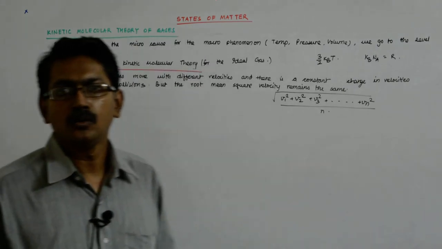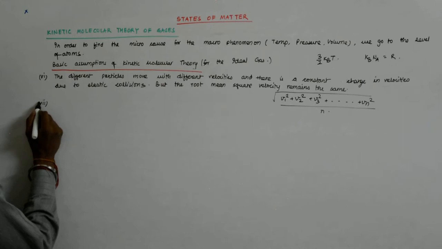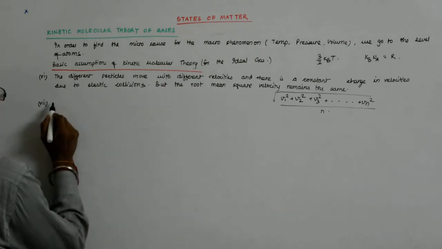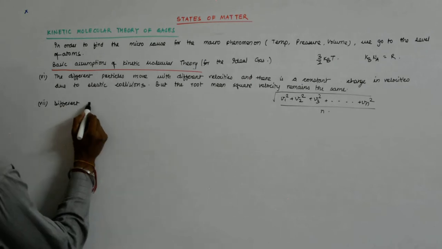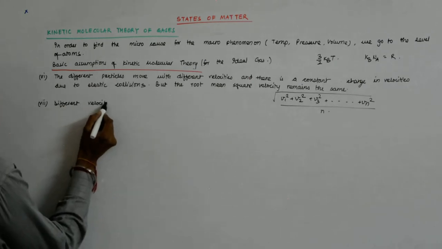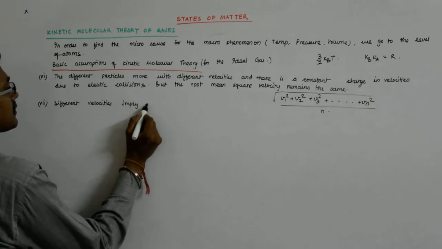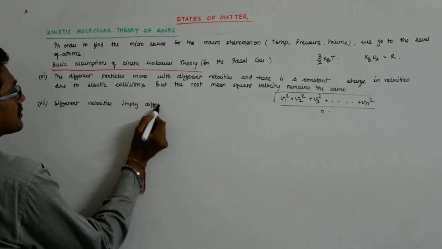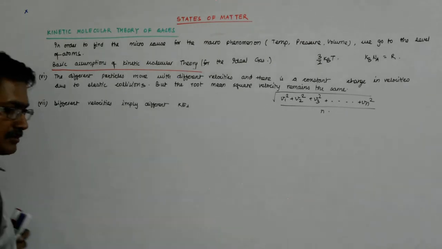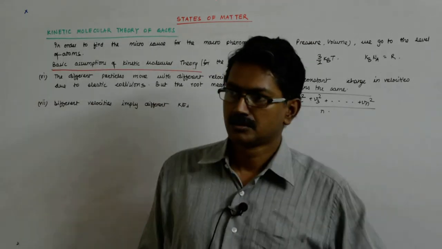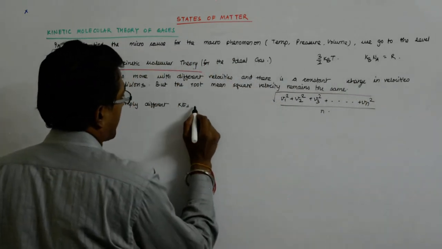Okay, now if they have different velocities, they have different kinetic energies. So different velocities imply different kinetic energies. Okay, but the average kinetic energy still remains the same.